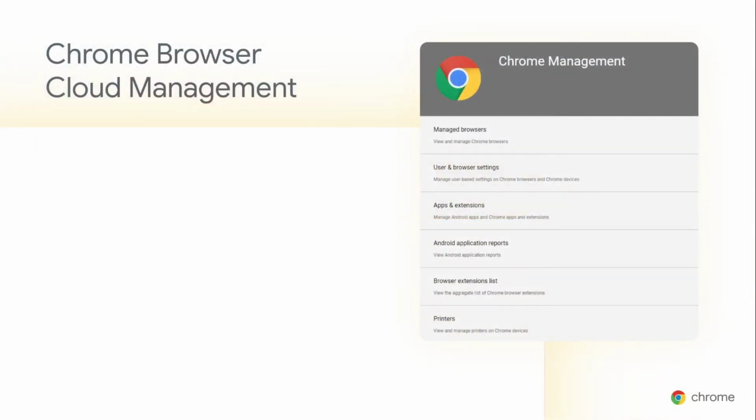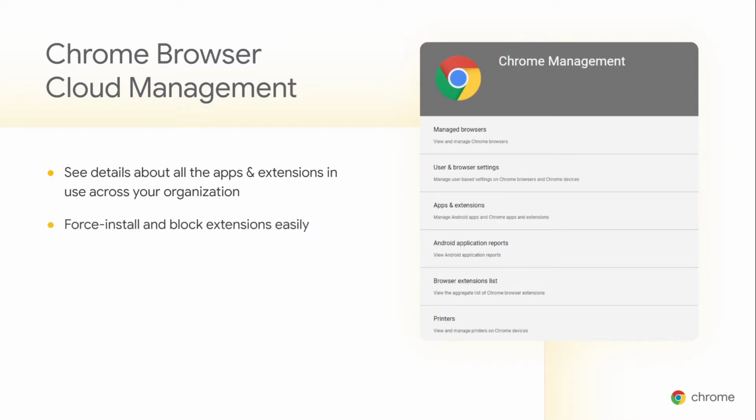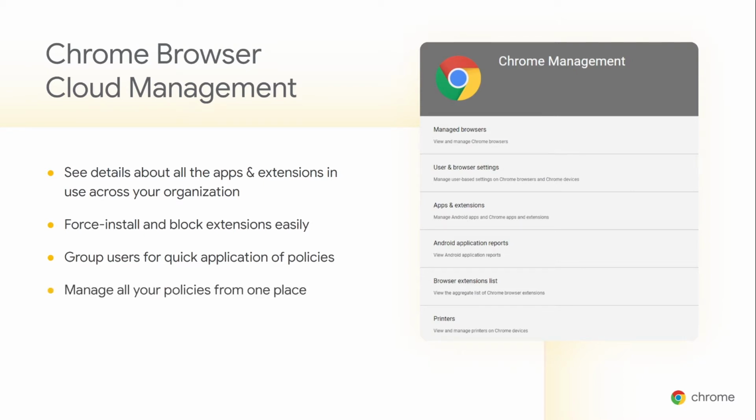With Chrome Browser Cloud Management, you can see the details you need to know about what apps and extensions are being used across your organization in one place. You can easily force install the extensions you want your end users to have and block any suspicious extensions you want to restrict. You can group sets of browsers into organizational units to conveniently apply policies across different sets of users and manage all policies across devices on any platform from one place.